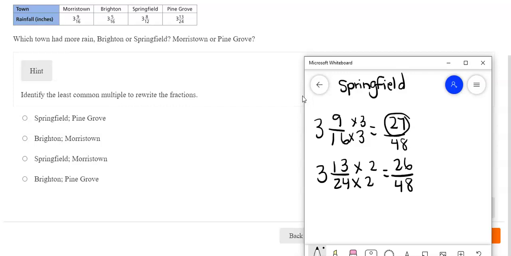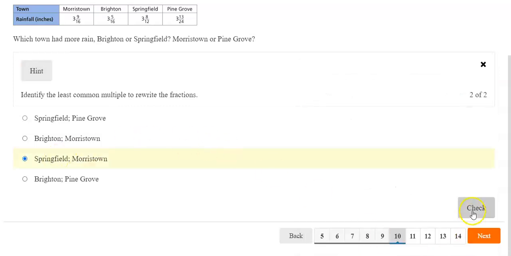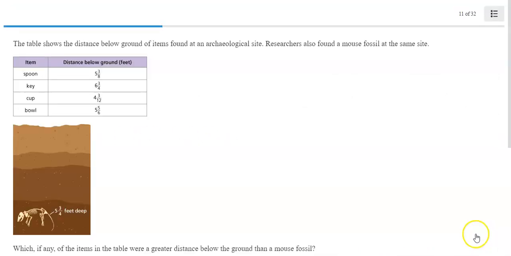So the 27 is bigger than this 26 right here. So that's the 3 and 9/16 of Morristown. So we have Springfield and Morristown. Next.